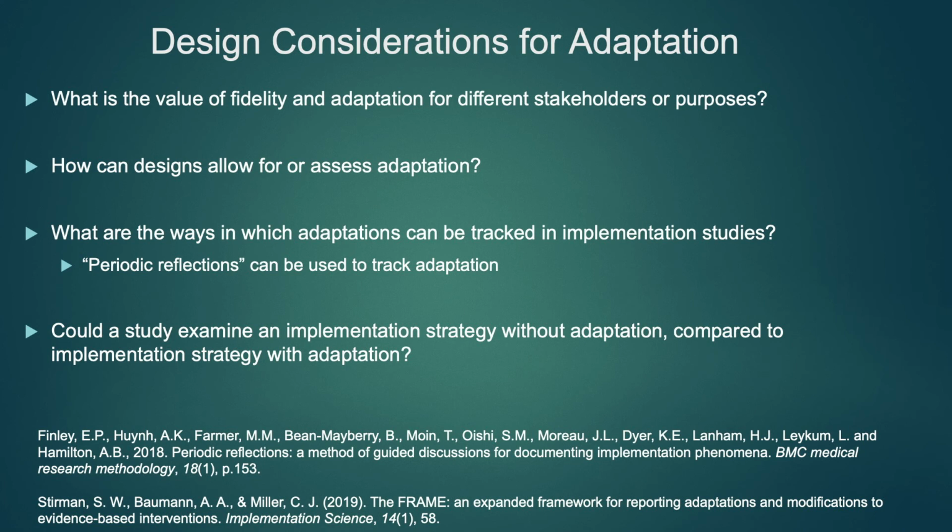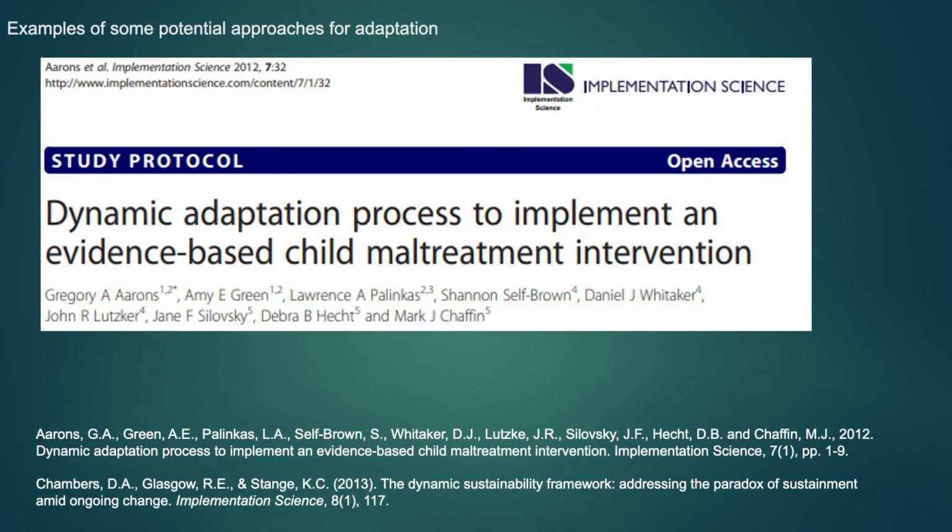For example, if you have clinics that have a change in management over the course of an implementation strategy, you could create a covariate to identify that in a large-scale multi-site trial. You could also look at implementation strategies without adaptation, or trying to control adaptation, compared to implementation strategies with more controlled adaptation. And that's what was put forward in the dynamic adaptation process to implement the child maltreatment model, a study protocol that outlined a way to go about that and to have multiple stakeholders involved in not only considering what adaptations were needed, but also in tracking adaptations over time.